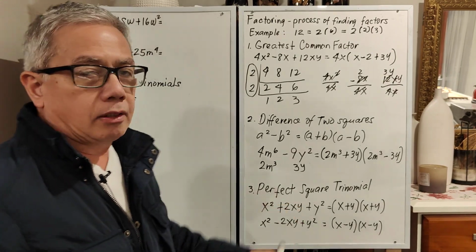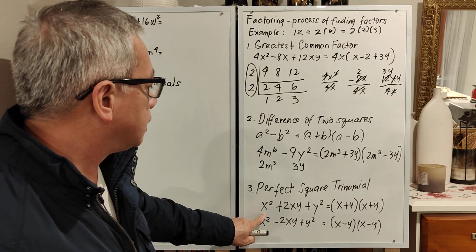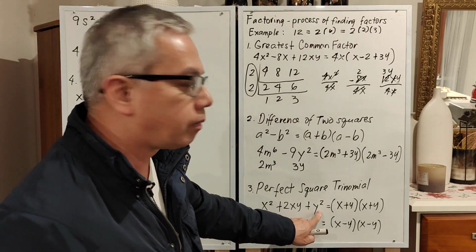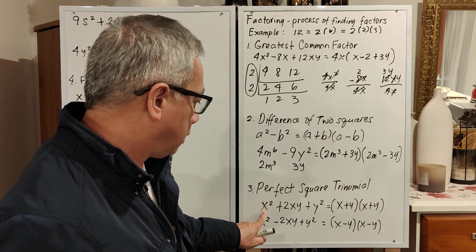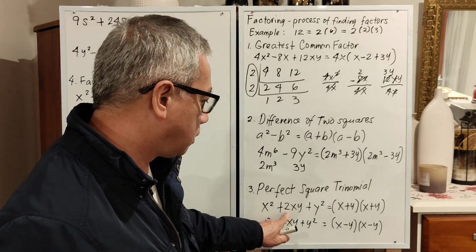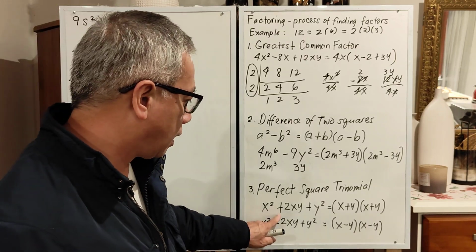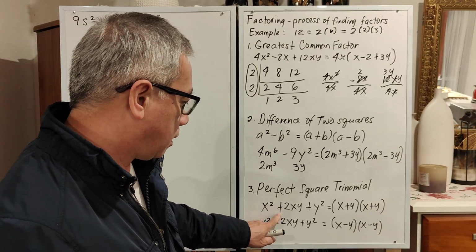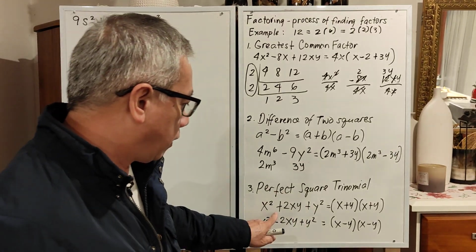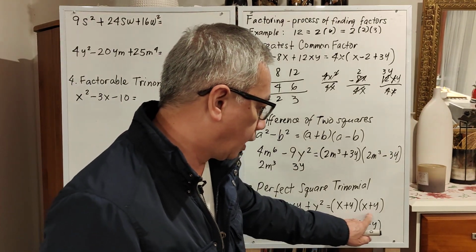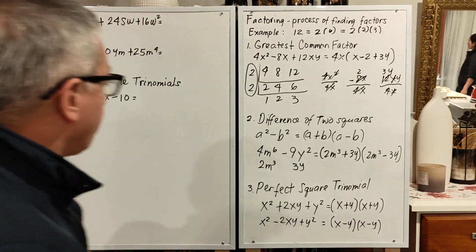A perfect square trinomial is in this format. If this is a perfect square, and this is also a perfect square, the middle is the square root of this one times the square root of this one times 2. This is a perfect square trinomial. This could either be plus or minus, but this end is always plus. If it is plus, we can rewrite it like this. If it is minus, we can rewrite it like this.